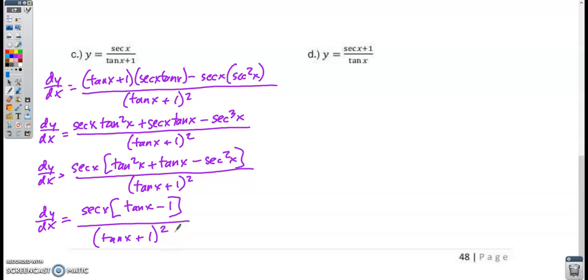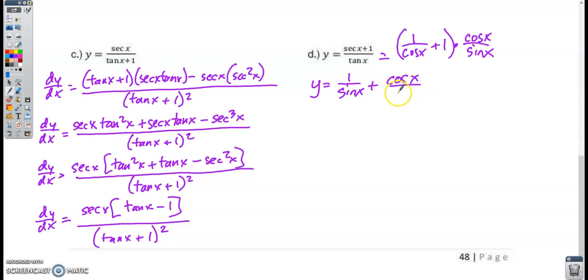Okay, now this one is easier if we simplify first. Let's make it 1 over cosine of x plus 1 times the reciprocal of the tangent, so that's going to be cosine over sine. And so if we simplify this first, we've got y equals 1 over sine of x plus cosine over sine of x, okay, which is equal to cosecant of x plus cotangent of x, and then we take the derivative.